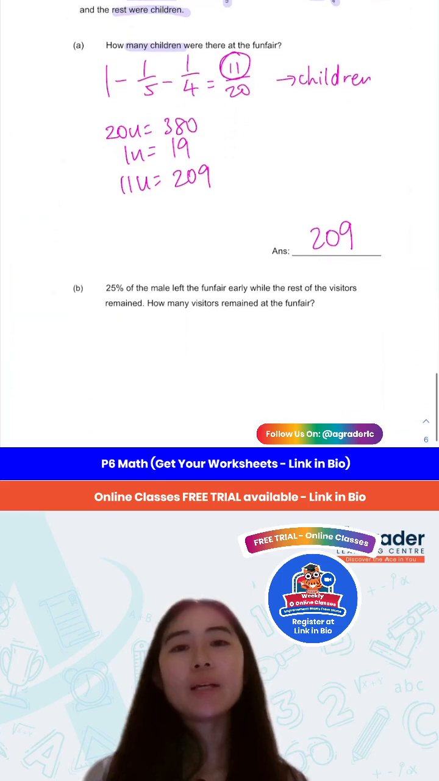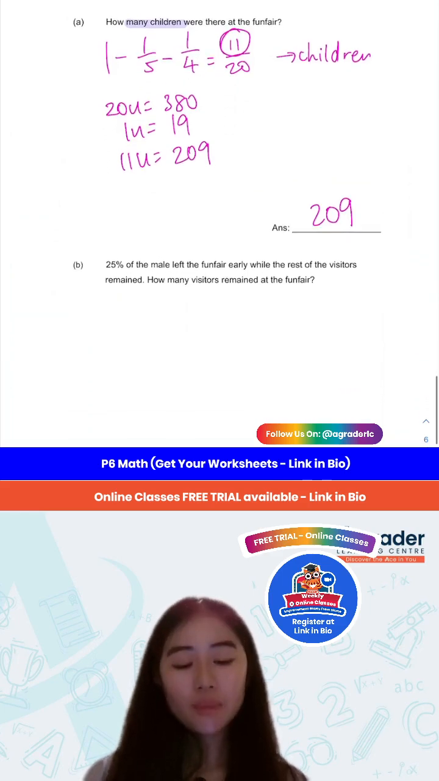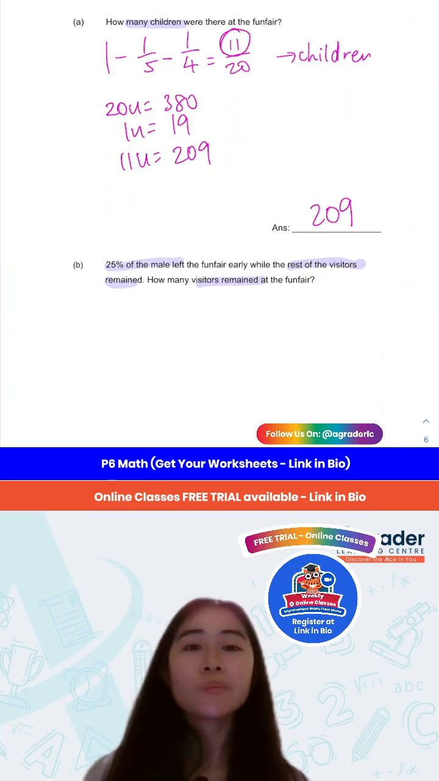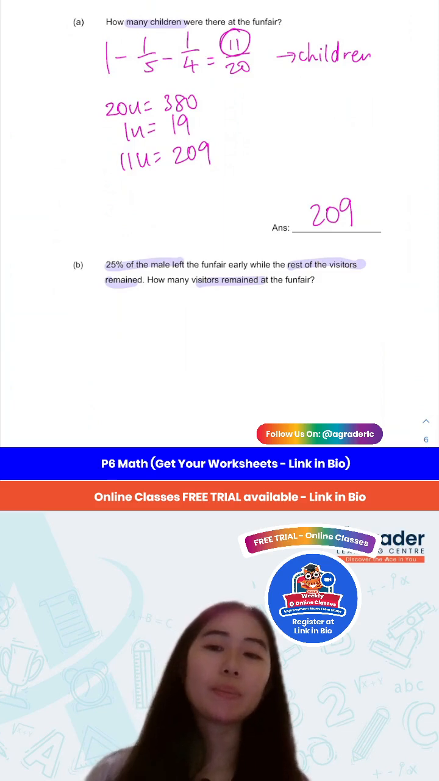Okay, then part B. Let me know your answers for part B. Shouldn't be too difficult. If you can get part A, you should be able to get part B.